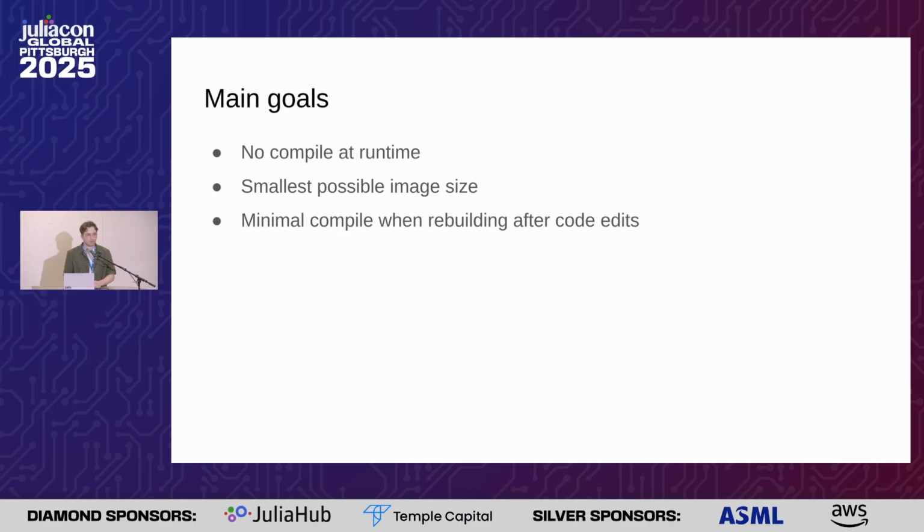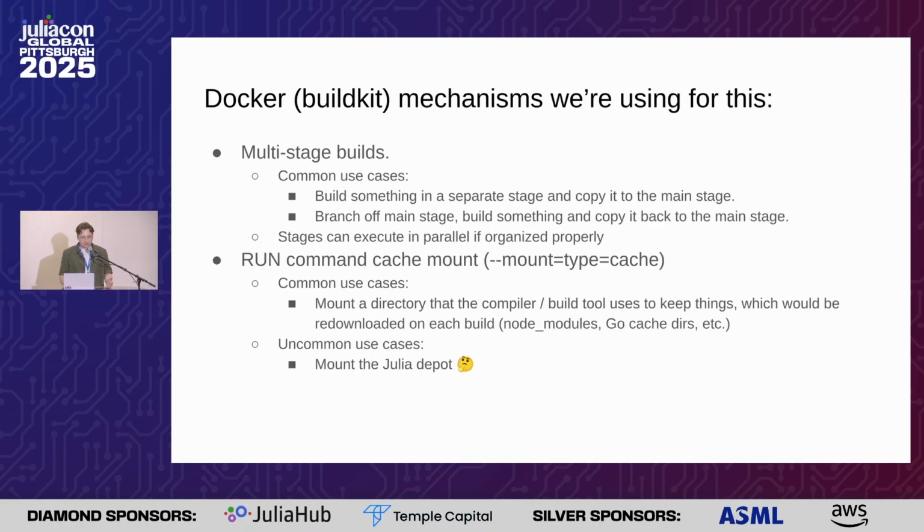So what do we want when we build an image with Julia? We want no compile at runtime, because we can do it at build time, so why would we do that? We want the smallest possible image size, because we have to attach the depot to runtime, but we don't want any things that might not be used, like some artifacts from a different package. And when we develop the image, we want minimal recompile when we make some changes, so that we don't waste too much time. I'll be showing examples with the two following mechanisms that really help in achieving that.